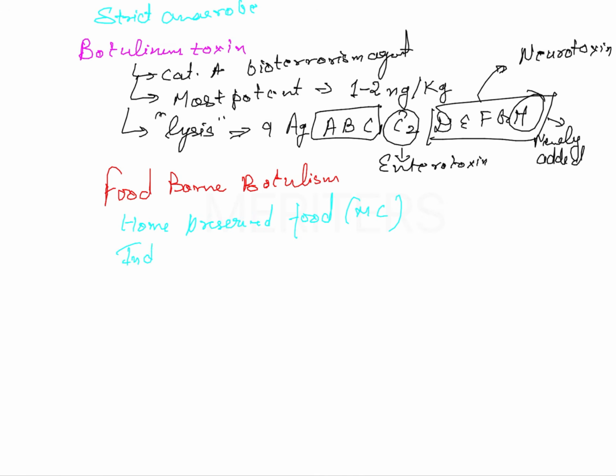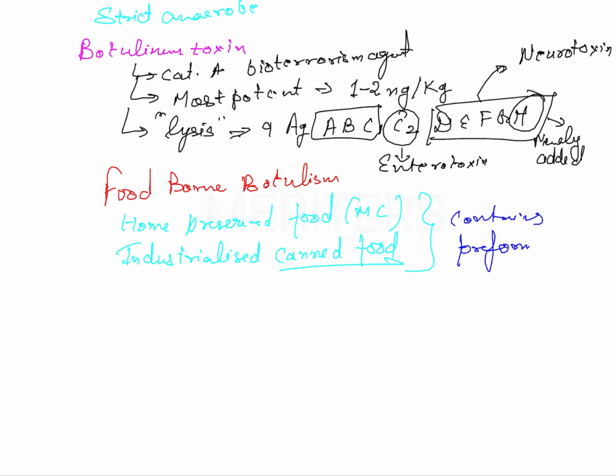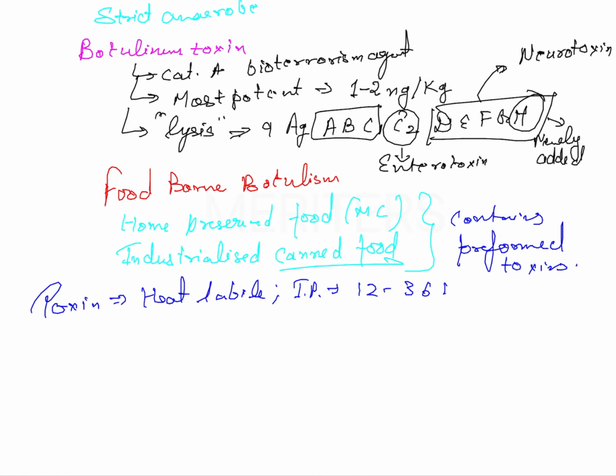And then we have the industrialized canned food, and when we see this canned food, we get one of the keywords given in our question also, right? The patient was consuming a lot of canned food. This generally contains preformed botulinum toxins. Now this toxin is actually heat labile. The incubation period of this toxin is 12 to 36 hours.